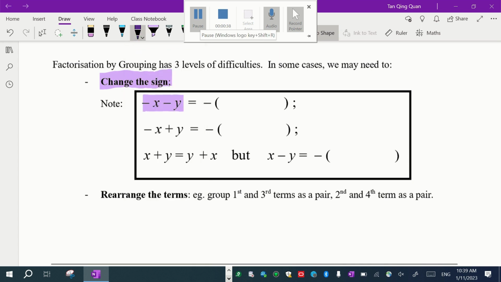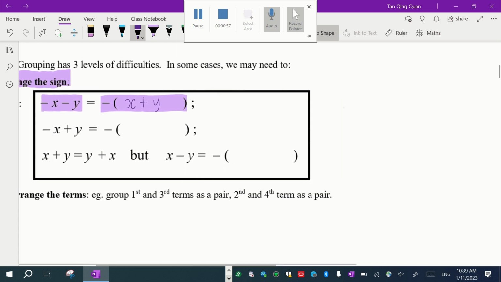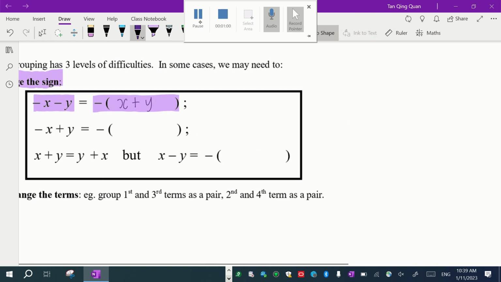is in fact equals to negative x plus y. Why is that so? For this first thing, I need to prove to you that they are in fact the same. I'm going to start off with negative bracket x plus y. This is equals to negative multiplied by positive. I will get a negative x, so I'm going to expand and simplify this expression.